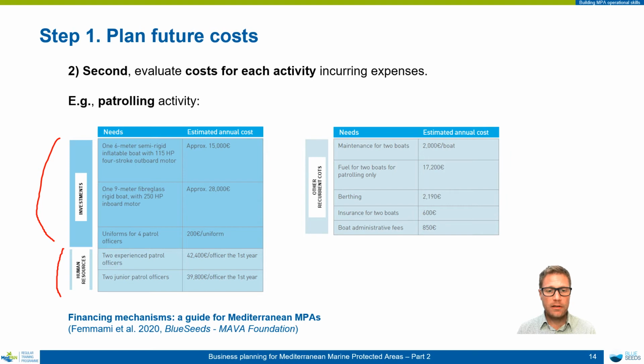And finally, there are recurrent costs, which are often overlooked, but are extremely important. Maintenance for the 2 boats, which would cost you maybe 2,000 euros per boat per year. Fuel, of course. Berthing fee, insurance for the boats, and boat administrative fees.